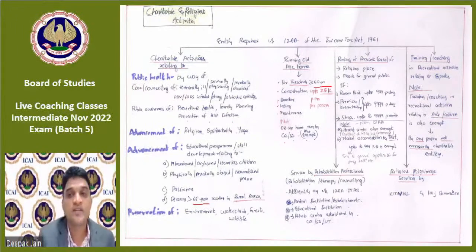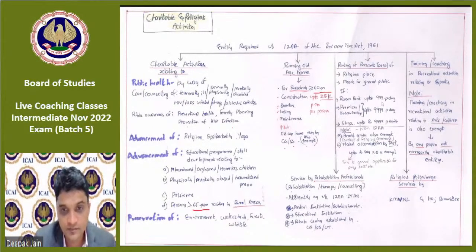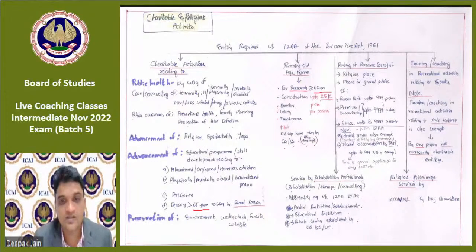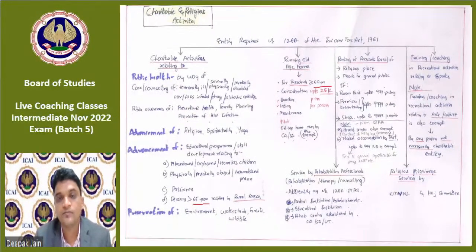Okay. Then renting of premises of a place. Old age home means Vriddhashram. Yeah, Vriddhashram, basically, which is run for people who are elderly and they need a home kind of a thing. Then that service is called an old age home.